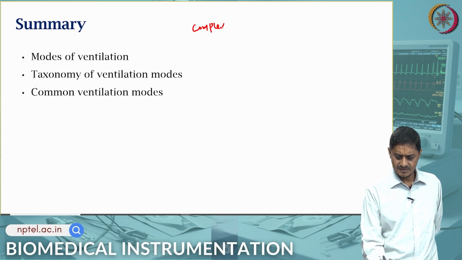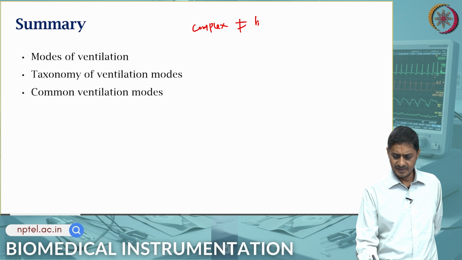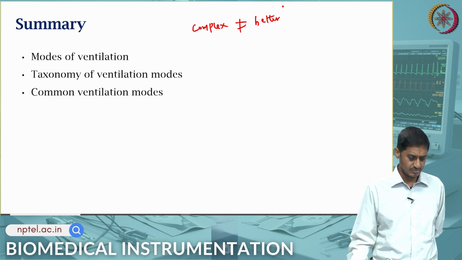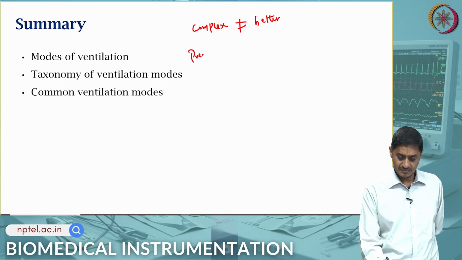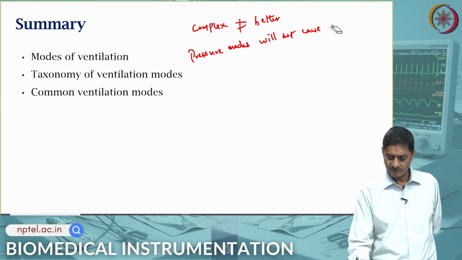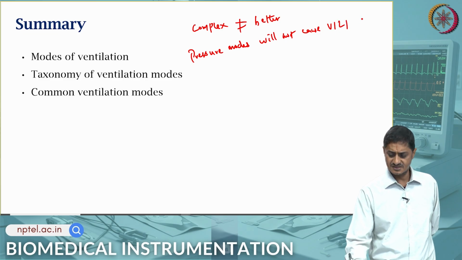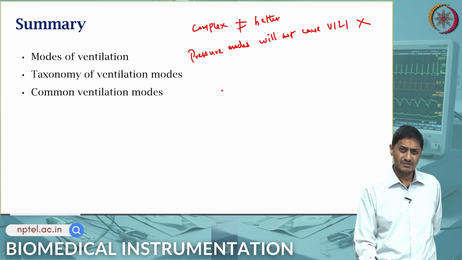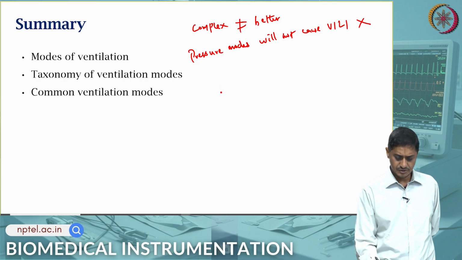Complex does not mean better. Sometimes simple systems may actually be more helpful. Sometimes people think that pressure modes are better. This is also not true. Some think pressure modes will not cause volutrauma, will not cause ventilator induced lung injury, VILI. This is also not true, because it can still cause volutrauma.